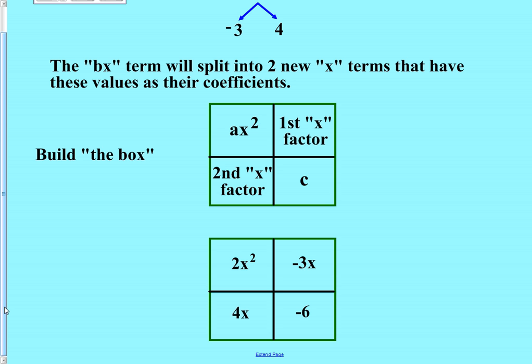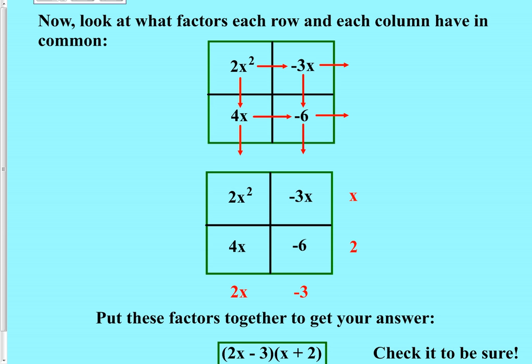So basically what we've done is we have figured out a way to break the problem's x term down into two other x terms that will work nicely with each other. After you have your information filled into the box, what we did is we factored across the rows and down the columns looking for things in common. Okay, so looking across the rows, we could see that our first row had an x in common, our bottom row had a 2 in common. Our first column had a 2x in common. Our right-hand column had a 3 in common.